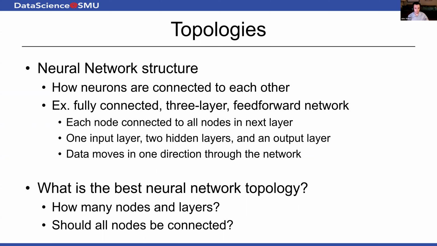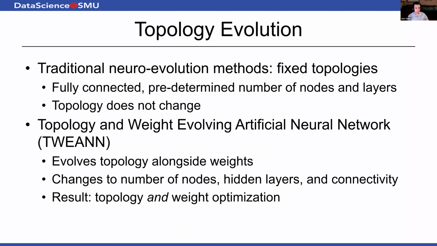So this raises some questions. What is the best topology? How many nodes and layers should you have? And should all the nodes be connected to each other? And since the number of combinations is prohibitively large, how would someone go about finding an optimized topology? The answer to these is to use evolution to evolve the neural network topology into an optimal state.